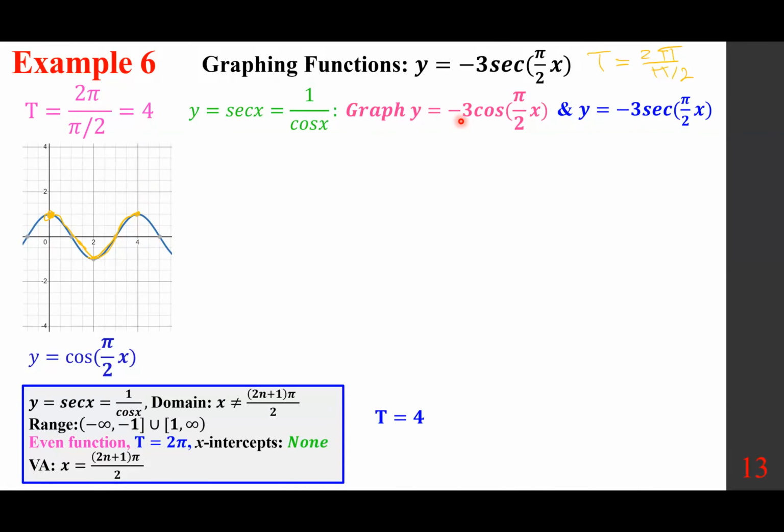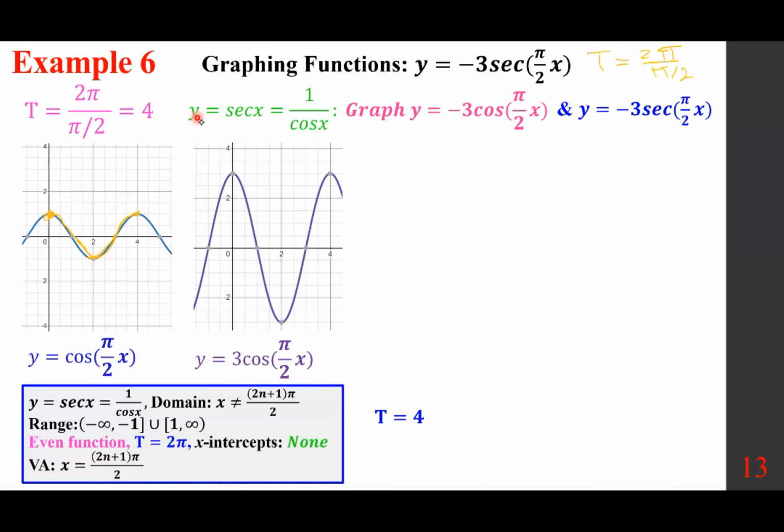We want -3 cosine. So let's go with 3. So let's multiply this by 3. That means stretch it by a factor of 3. So for example, here 1 gets multiplied by 3 becomes 3. The same thing here becomes -3. This one becomes 3. And so the graph looks like this. So 0, 3, 4, 3, 2.